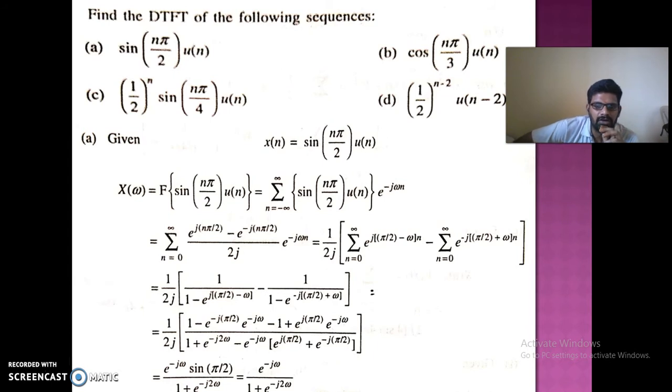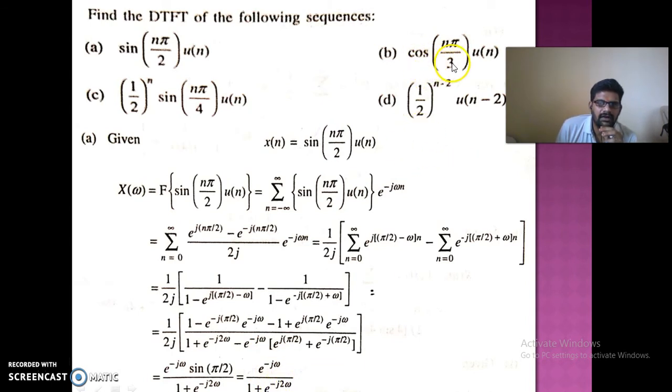Formula, I am substituting into the formula. So sin theta is equal to e power j theta minus e power minus j theta by 2j. E power j into n pi by 2 minus e power minus j n pi by 2, by 2j, into e power minus j omega n, is equal to 1 by 2j sigma n equal to 0 to infinity e power j into pi by 2 minus omega into n. So now using the standard notation, the geometric series formula, you can calculate the value of this summation, and simplifying, you will have the form e power minus j omega by 1 plus e power minus 2 j omega.